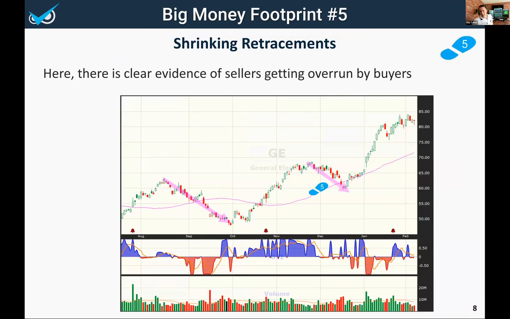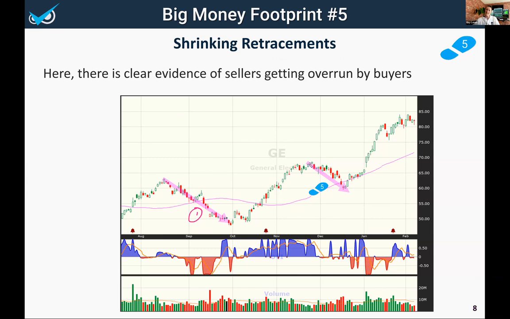Now, GE is a potentially very boring stock, except for it's not. So this is big money footprint number 5, and we call it shrinking retracements. And outside of what we do in options, this is the most complicated algorithm that we have. And it's only because we got the hedge fund experience to do this. So here's what I'm saying with this. GE, the first arrow here, that's a decline of whatever percentage it is. So this is arrow number 1, it declines.